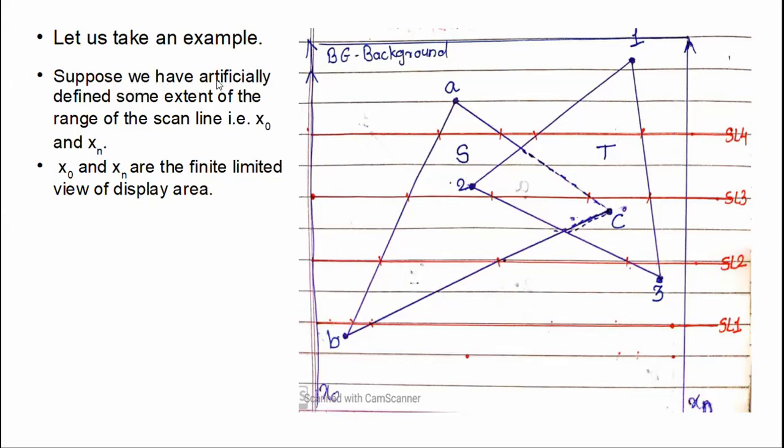Suppose we have artificially defined some extent of the range of the scan line, that is x0 and xn. These x0 and xn are nothing but the finite limited view of the display area. So your scan line will move from say x0 to xn. This is the horizontal extent, the finite extent we have defined, or we can say x minimum, x maximum. Now we will consider these scan lines. There are 4 scan lines drawn: SL1, that is scan line 1, scan line 2, scan line 3, and scan line 4. And BG means this is the background color of this display area.